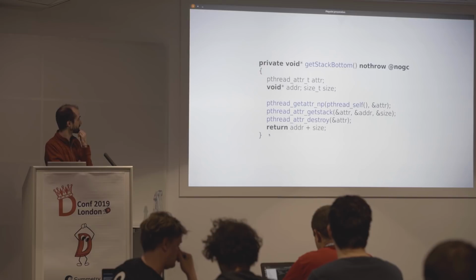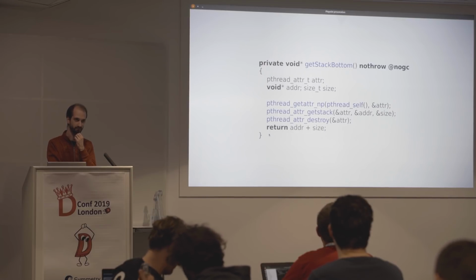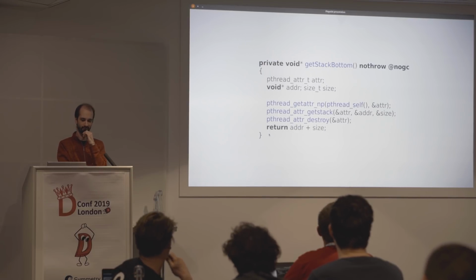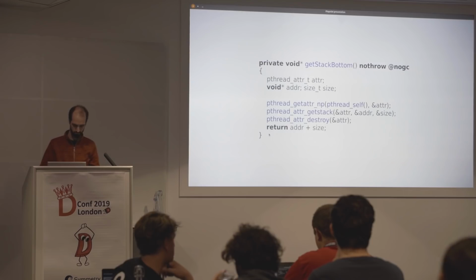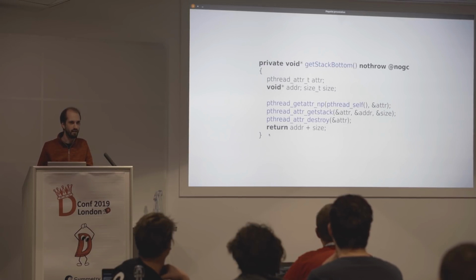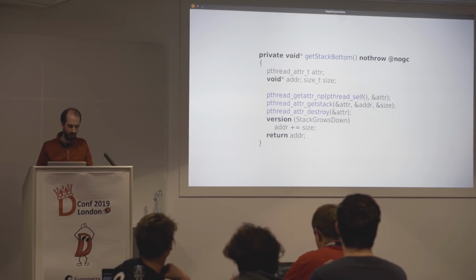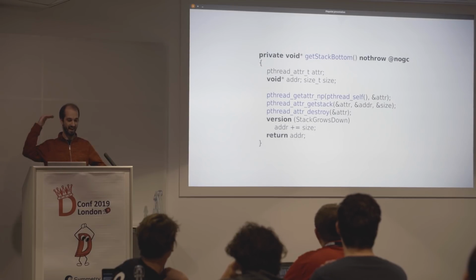So what do you think is the problem with this function? Yep, Stefan? The stack grows in the wrong direction. Yes, when the stack grows up, pthread get stack is already at the bottom, so there's no need to adjust it. So we add version stack grows down, adjust.